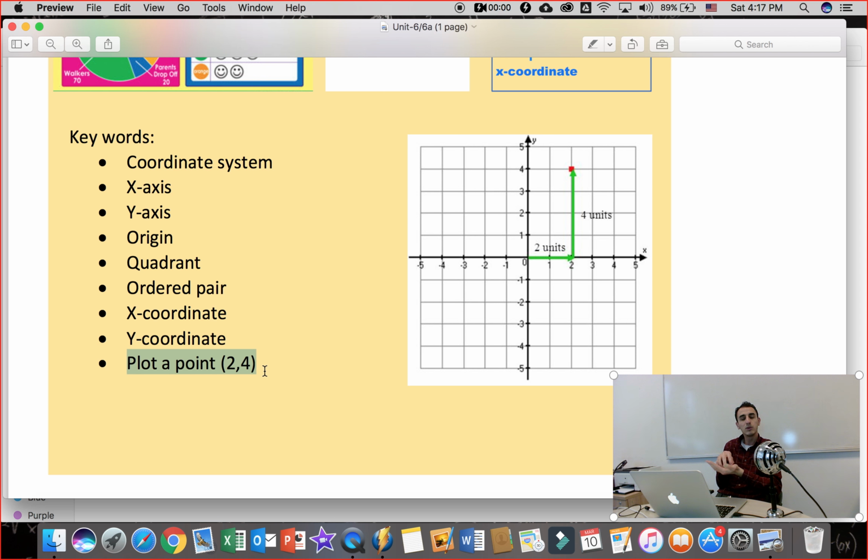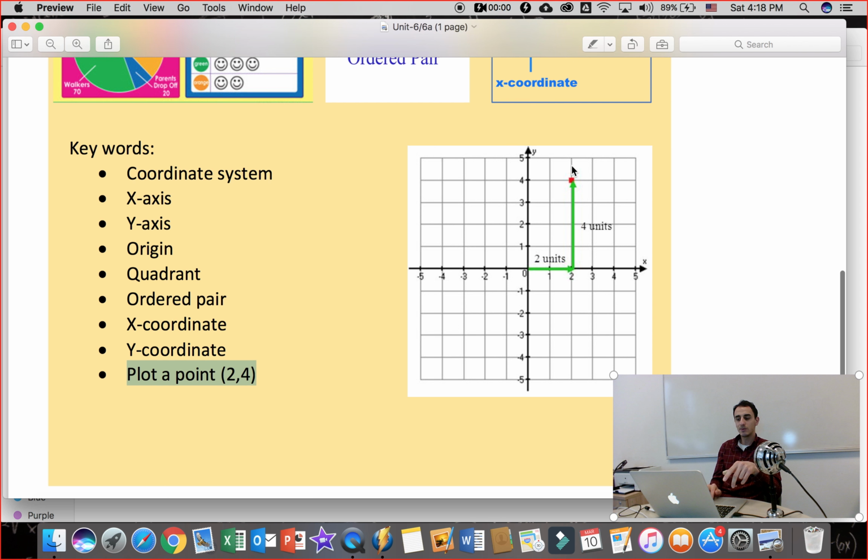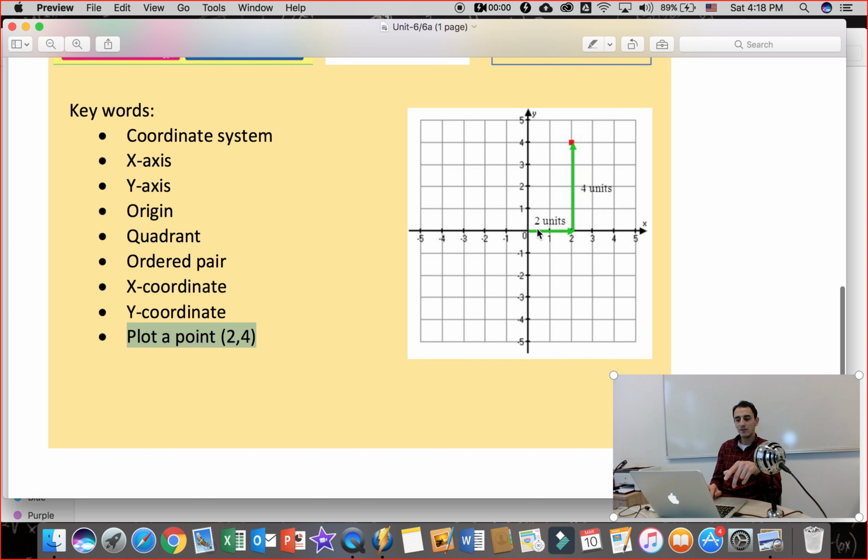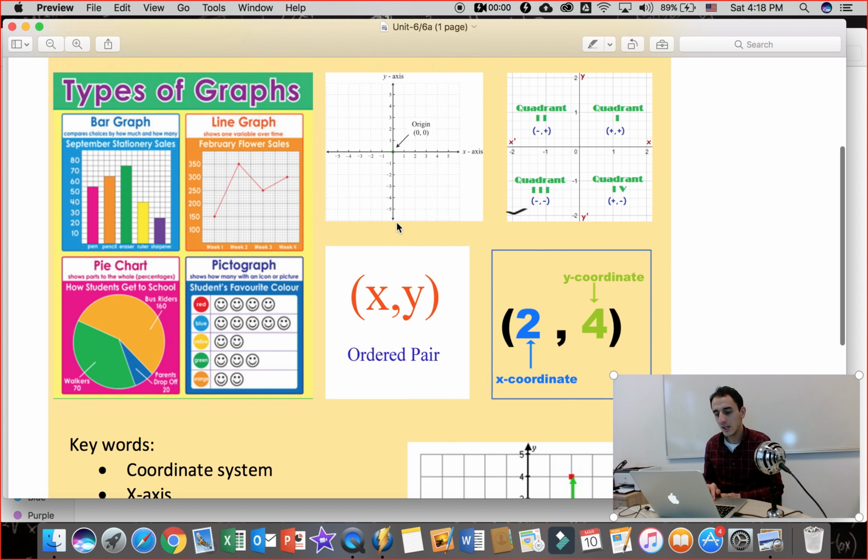That is called plotting a point, not finding the place of the point. Find the place of the point (2, 4)? No, it doesn't sound good. Plot a point sounds good and cool. Plot the point (2, 4). We have plotted the point (2, 4) here. The red dot represents this point, and we did a plotting operation. Plot a point. Good. Okay, that's it for unit number 6, part A.